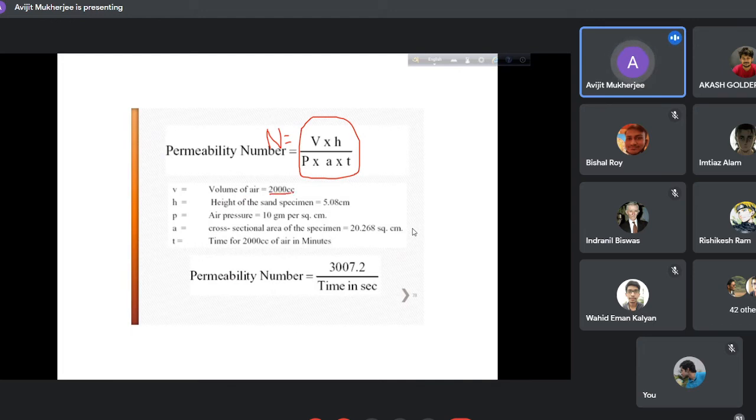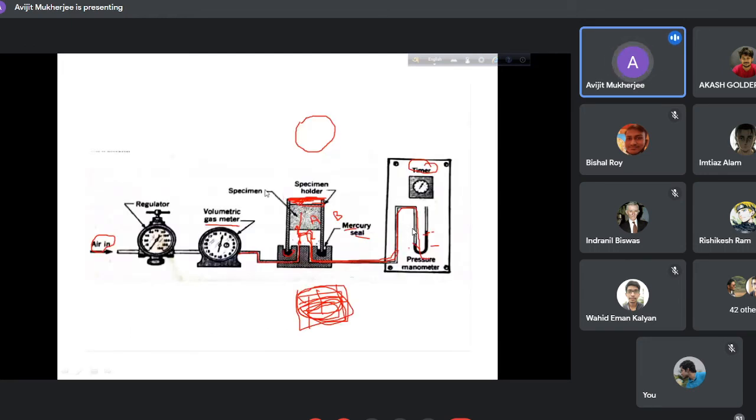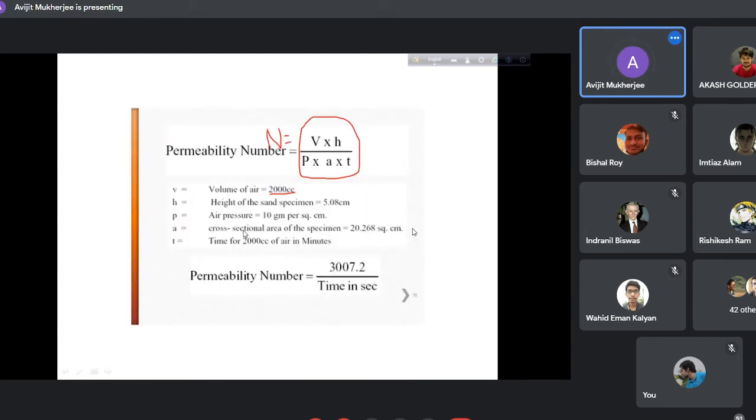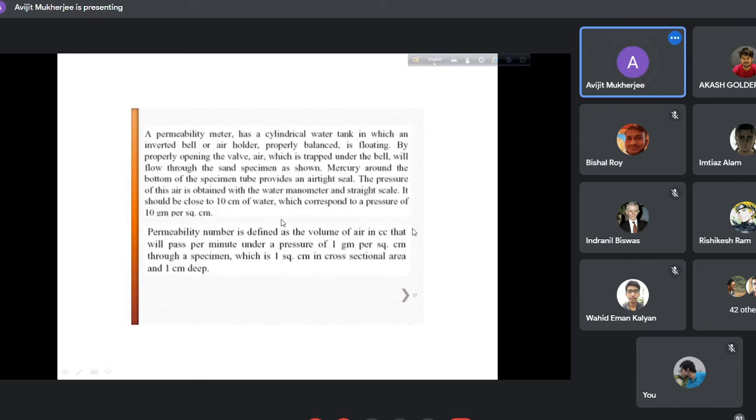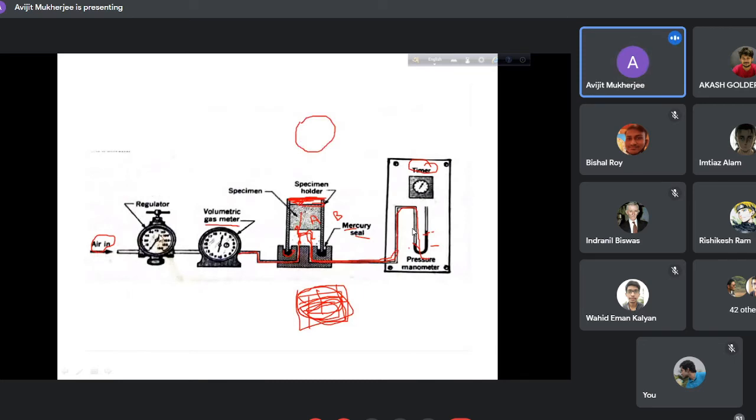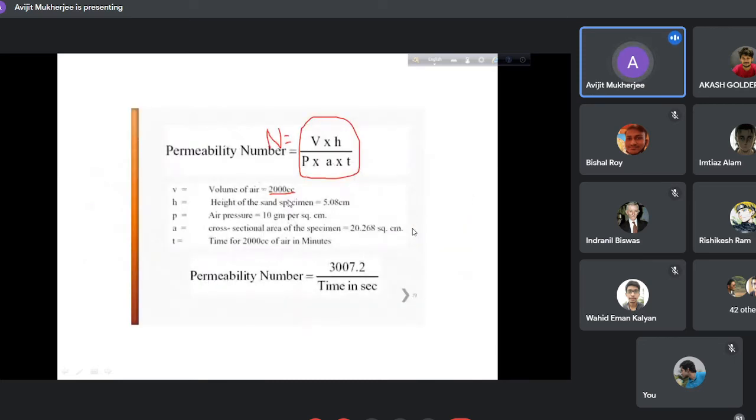We are feeding a controlled amount, a standard of 2000 cc. We have a regulator and a volumetric gas meter, so we can feed 2000 cc. H is the height of the sand specimen, and we know the standard sample height. P is the air pressure, 10 gram per square centimeter. We can regulate it with the pressure regulator, so that is also standard. A is the cross-sectional area of the specimen.